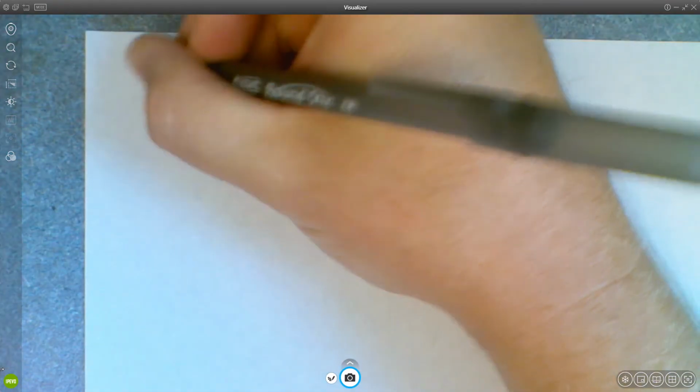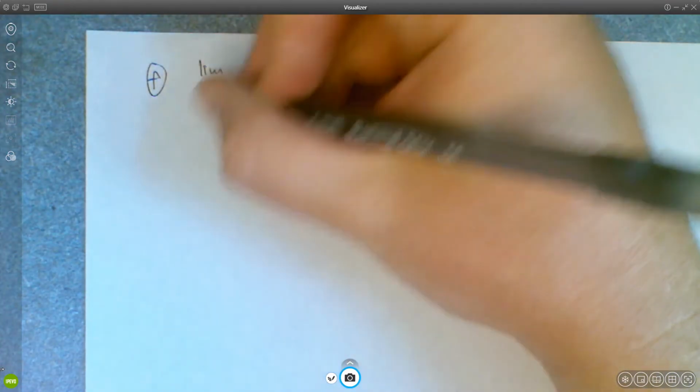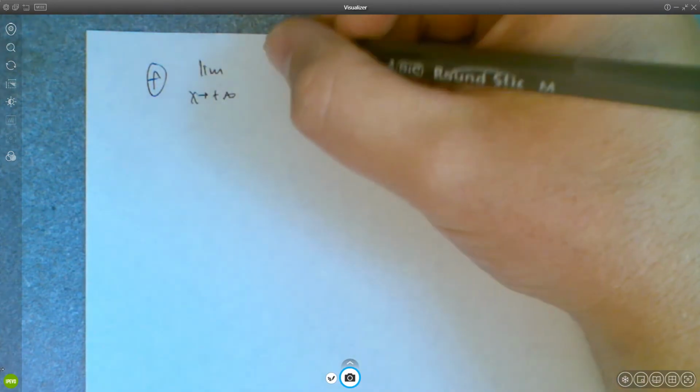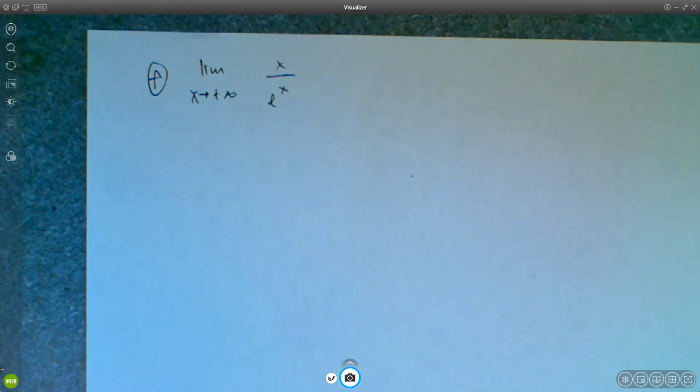Alright, here's another one. Let's look at limit as x approaches positive infinity of x over e to the x. Go ahead and give the video a pause. See if you can try this one out on your own. If you haven't been pausing the video between each of these examples, start doing that, right? When I give you examples, feel free to pause the video and try to work it out on your own before I just give the solution to you.